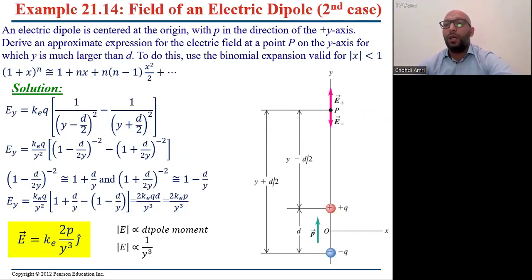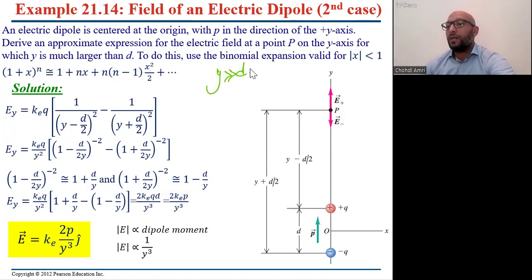Now let's move to another example. An electric dipole is centered at the origin with P in the direction of the positive y-axis. That means the negative charge is in the negative y, and the positive charge is in the positive y, according to this. The question derives an approximate expression for the electric field at the point P on the y-axis for which y is much larger than d.